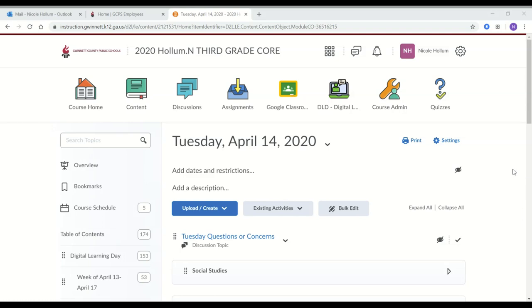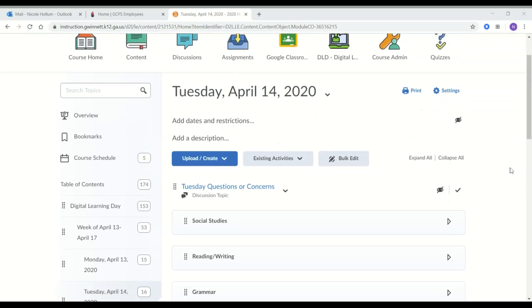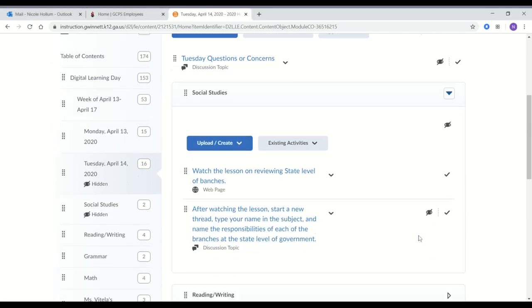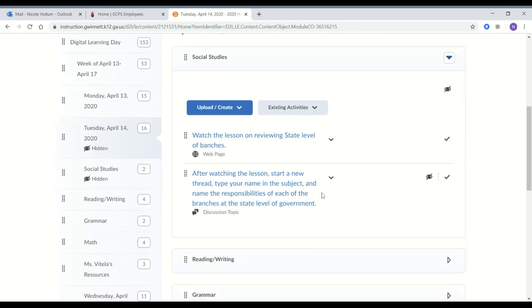We're going to go over your assignments today. Starting off with social studies. You're going to watch the lesson reviewing the state level of branches. Remember, that was introduced to you yesterday. So you're going to watch another lesson, and it's going to review the state level of branches. After you're done, you're going to do a social studies discussion, okay? And you're going to have to name the responsibilities of each of the branches of the state level of government.